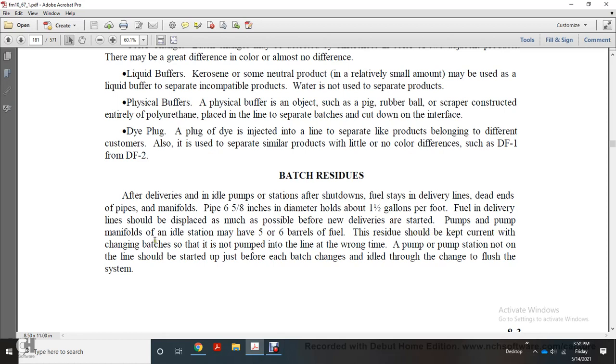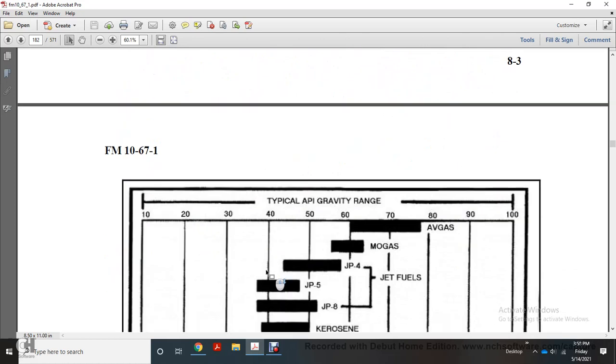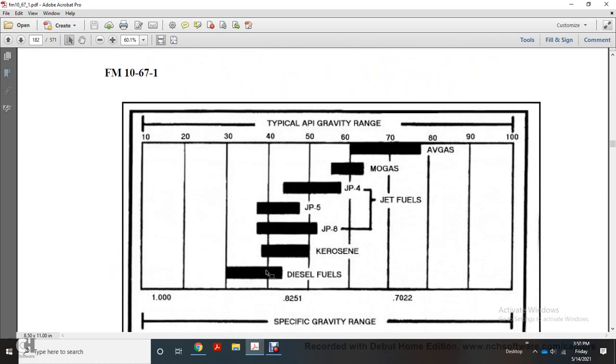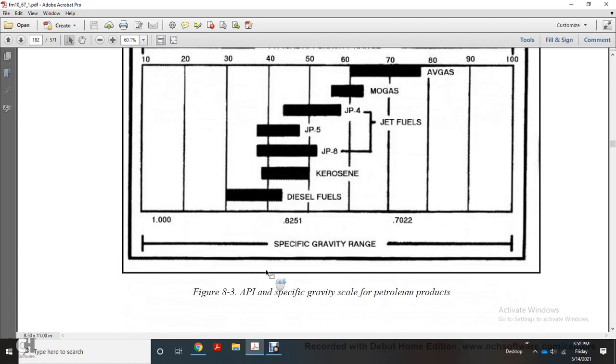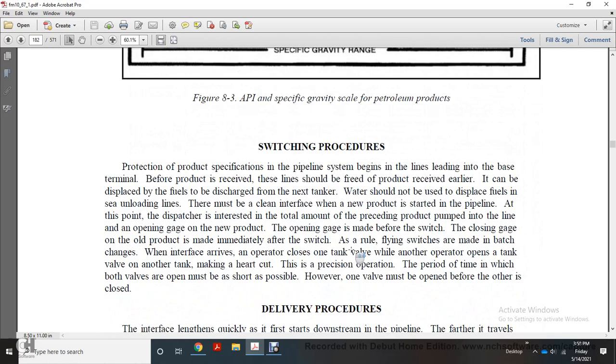should be kept during the current clean batch changes, so that they are not pumped into the line at the wrong time. The pump station line should be started up just before each batch change, idled through the change, to flush the system. Typical gravity range: diesel fuel, kerosene, JP-6, JP-5, Jet A, MoGas, aviation gas. Specific gravity ranging from 1.0 to 0.8251 and 0.7022.